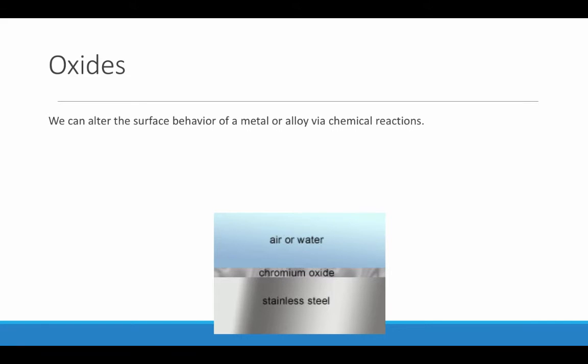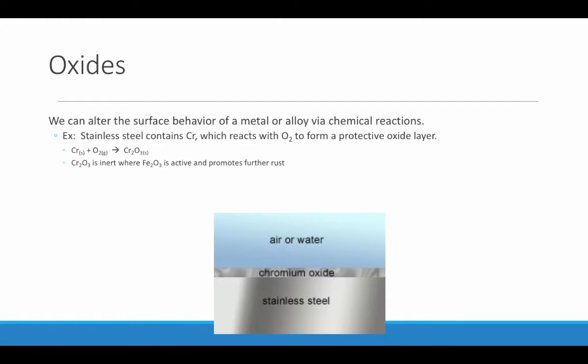Oxides are another common way of altering the surface of a metal or an alloy. Stainless steel contains chromium, which reacts with oxygen from the air to form a protective oxide layer. That reaction is shown here. This is beneficial since chromium oxide is inert or non-reactive, while iron oxide is active and promotes further rusting. So often, metals or alloys will be coated with a layer of oxide to prevent further reaction.